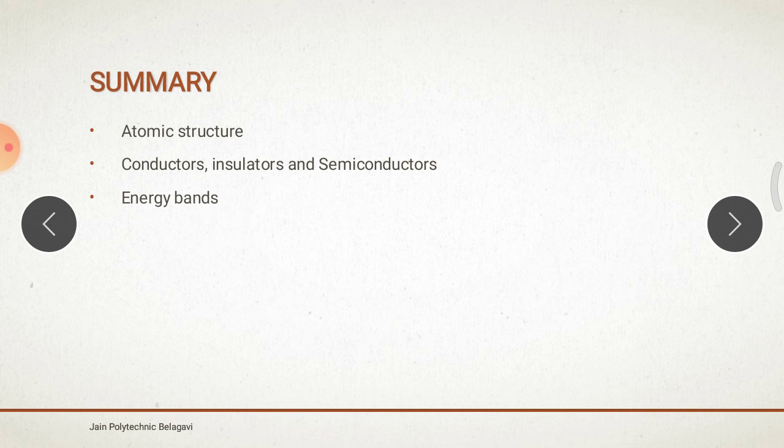So in today's video, I covered some atomic structure, what the atom consists of. It consists of the proton, electron and neutron. Proton is positively charged, neutron is neutral and electron is negatively charged. We saw the atomic structure, and conductor, insulator and semiconductor definitions and some examples, and how the energy bands form in conductors, insulators and semiconductors in this video.